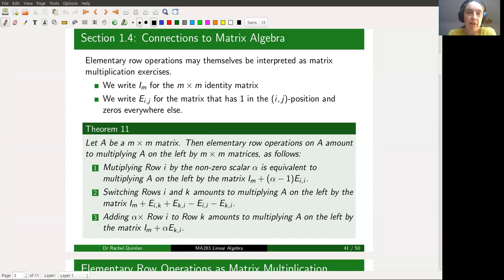So first comment is that, as we know, we have three types of elementary row operation. We can multiply a row by a non-zero scalar. That means multiply all the entries in the row by the scalar. We can swap a pair of rows, or we can add a non-zero multiple of one row to another row. And the comment really is just that each of these can be interpreted as a matrix multiplication operation.